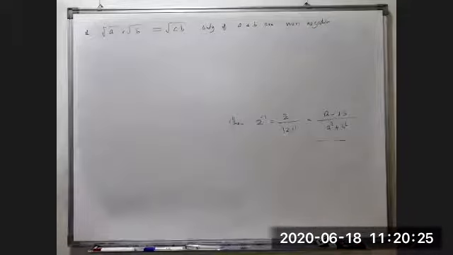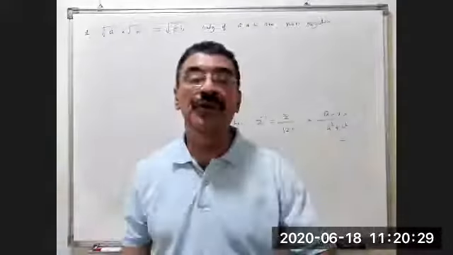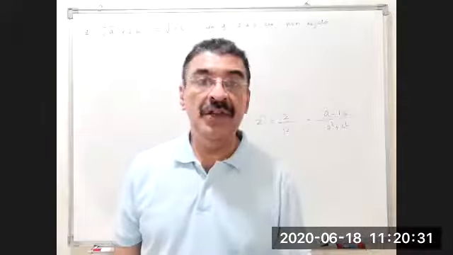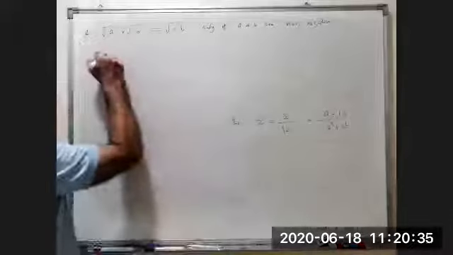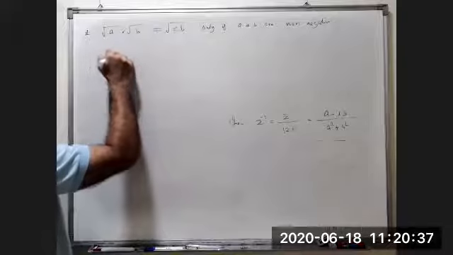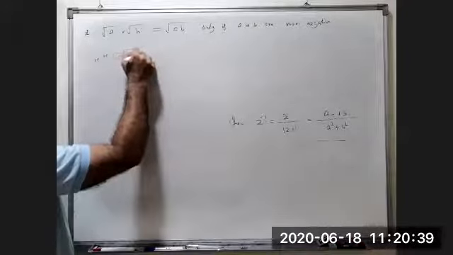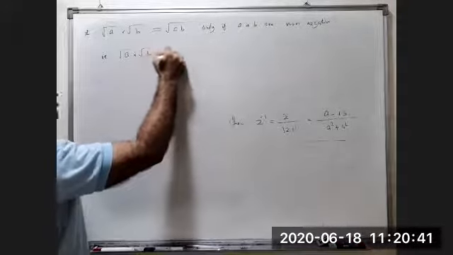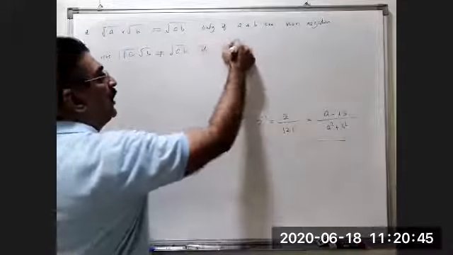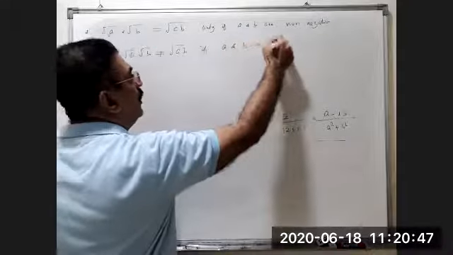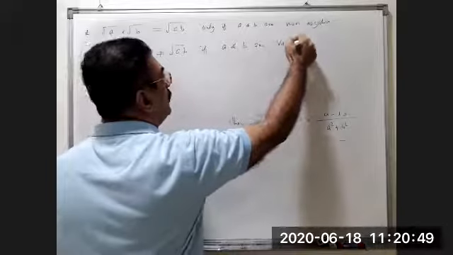The root of A into root of B is equal to root AB, we learned. But we can take that only if they are non-negative numbers. That means root A into root B will not be equal to root of AB if A and B are negative.